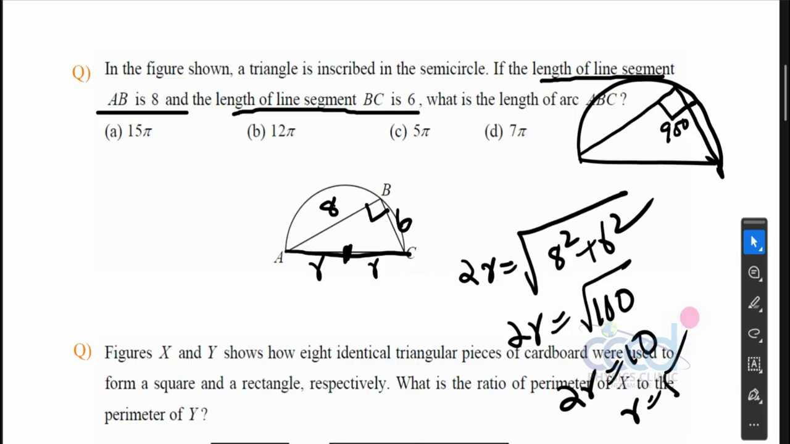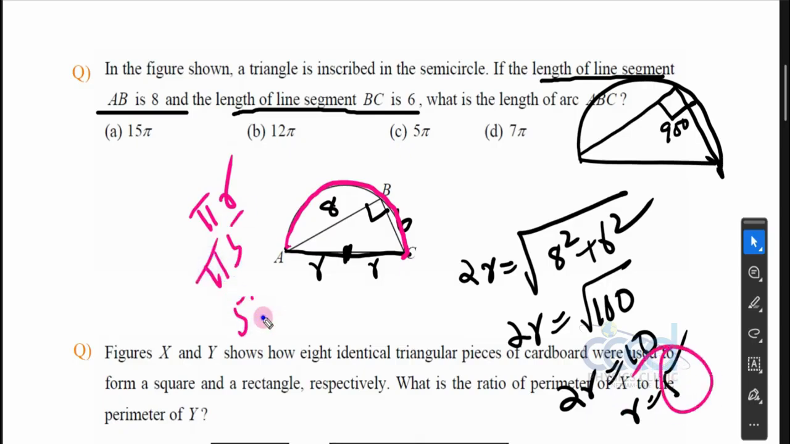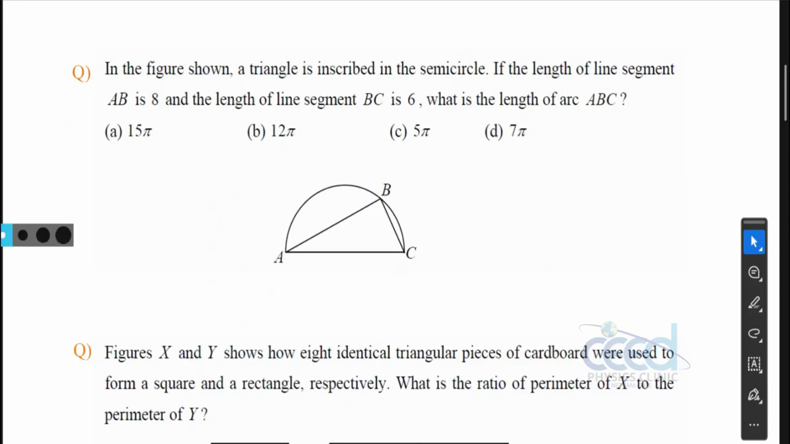Now what is the length of the arc ABC? See, our length of arc is only the length of this arc ABC. What is the arc length? It is half of the circle, so pi r. But r we solved, that is 5. Then 5 pi is the answer. Option C is correct. All right, now let us go to another question.